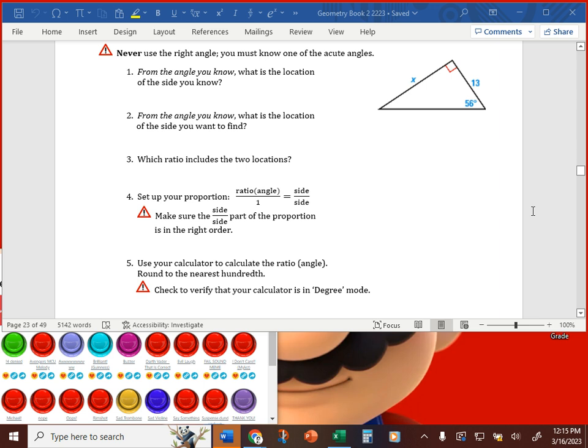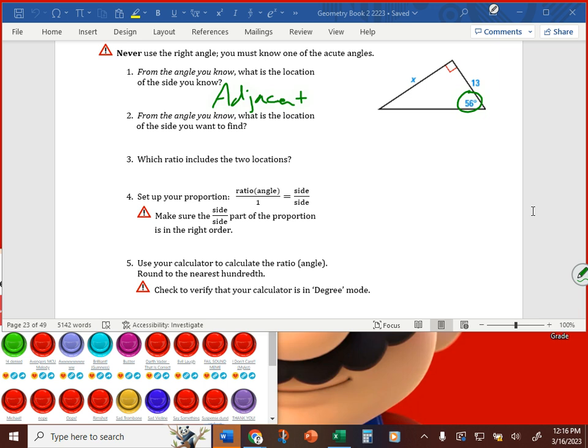So in this example here, we are given this 56-degree angle. And the first question you ask yourself is, from the angle that we know, what is the location of the side that we know? Now we're given side X and we're given side 13. The side we know is 13. What is that location? Is it opposite the angle, adjacent to the angle, or is it the hypotenuse? Adjacent. It is adjacent.